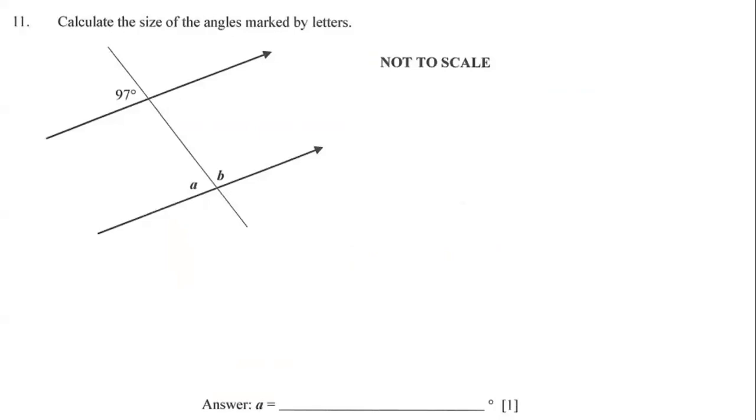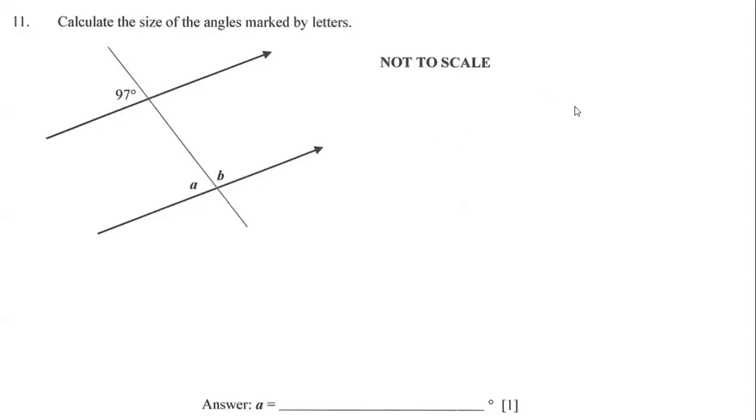Read the question for me, please. Calculate the size of the angle marked by the letters. Good. So we have A and B. Our goal is to figure out what A is and what B is. So draw this image and then we have to figure out what A is and what B is. Anyone have any idea? What is A? What is B?